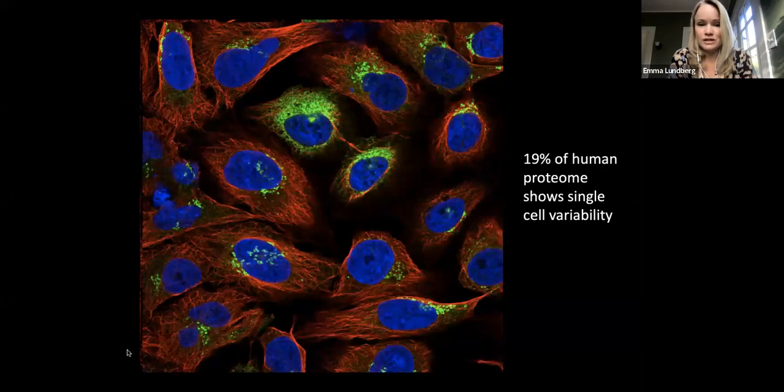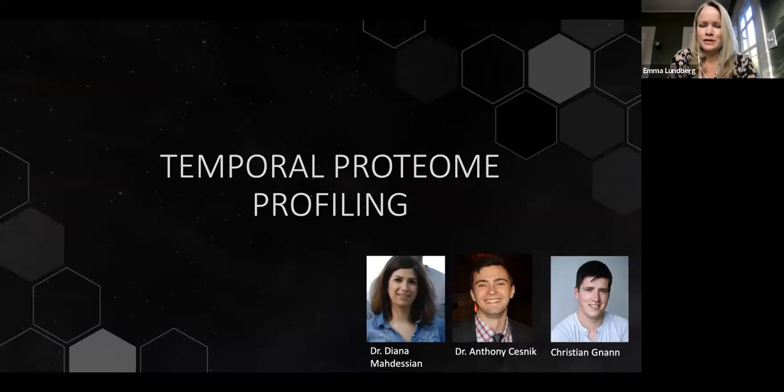see translocations, like here. The protein is in the Golgi apparatus in most cells, but here in these two cells it's instead in the endoplasmic reticulum. So in total, we could see that 19% of the human proteome shows such single cell variability or heterogeneity, if you will. And so this really made us think about the temporal partitioning of proteins and how we could resolve that despite working with antibodies. So this led us on several years of work on temporal protein profiling.